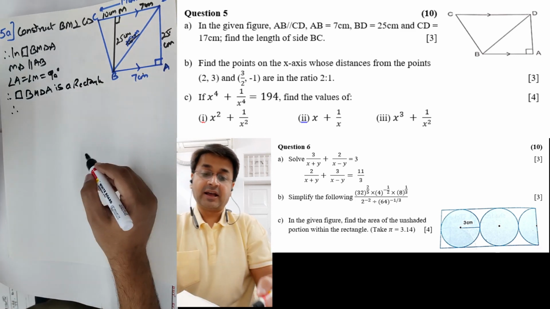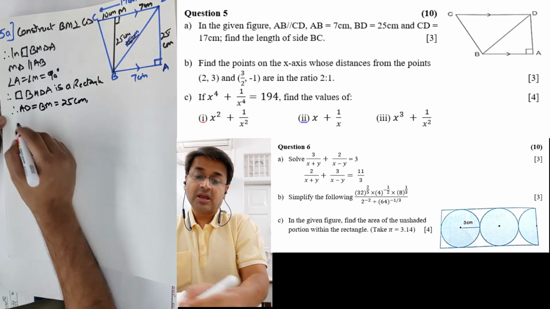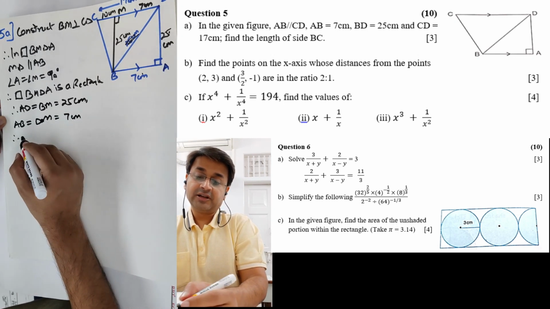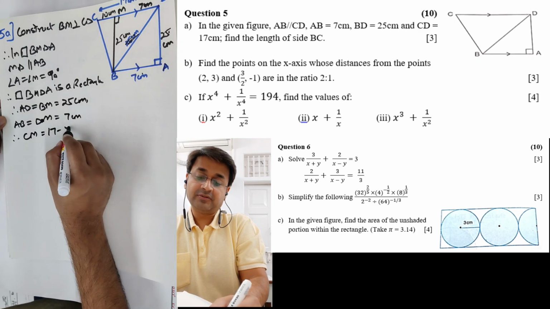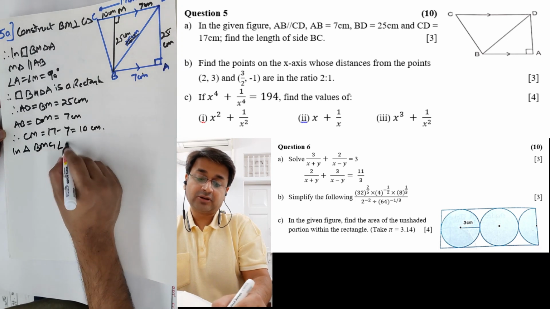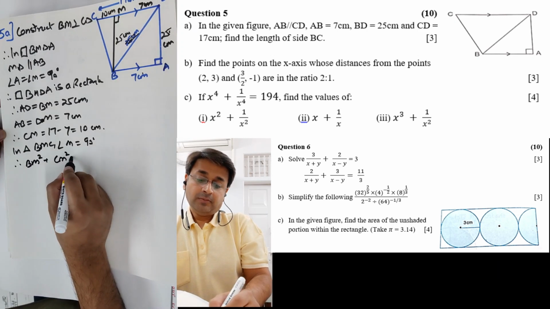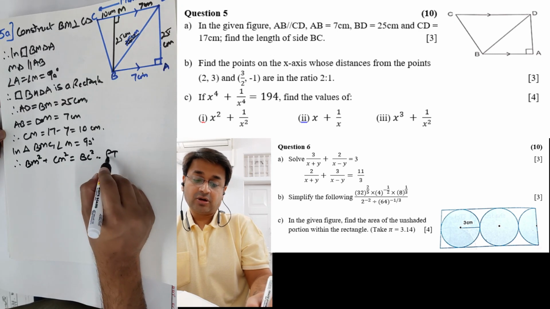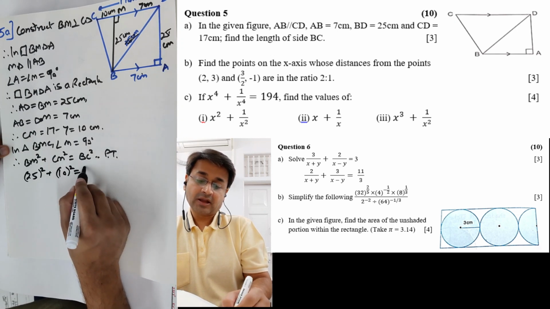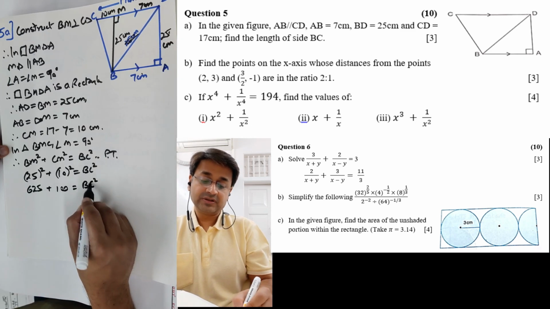Now that you got it as a rectangle, therefore AD is equal to BM is equal to 25 and AB equals DM equals 7. So finally, therefore, I will get CM equals 17 minus 7, which is 10. And now jump into the triangle BMC, apply Pythagoras theorem for angle M 90 degrees. So therefore, BM square plus CM square is equal to BC square by Pythagoras theorem. So BM is 25, CM is 10, and we are trying to find BC. So 625 plus 100 equals BC.